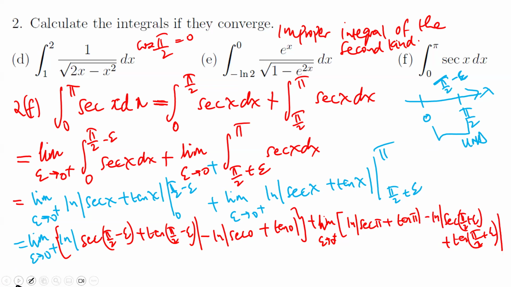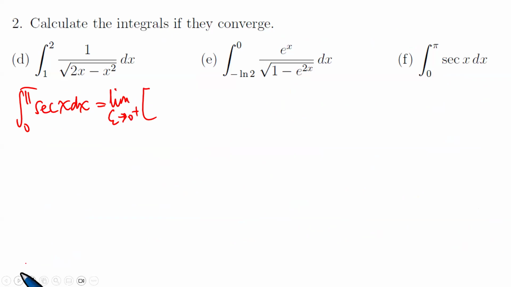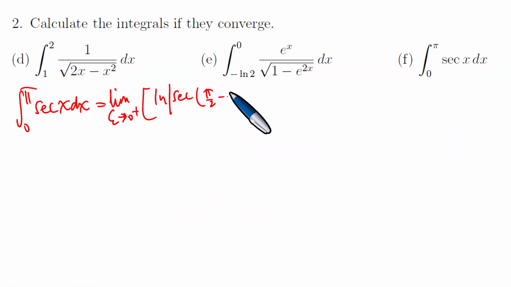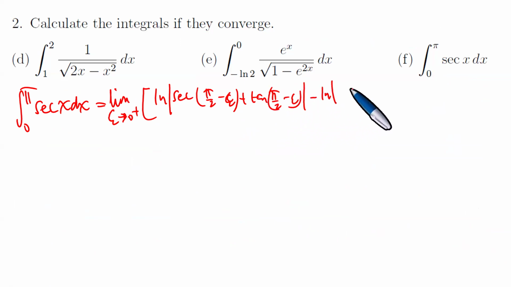Which is the ln. So this is the ln of the secant of pi over 2 minus epsilon plus the tangent of pi over 2 minus epsilon. So this is pi over 2 minus epsilon plus the tangent of pi over 2 minus epsilon, minus the ln secant is 0, tangent of 0.